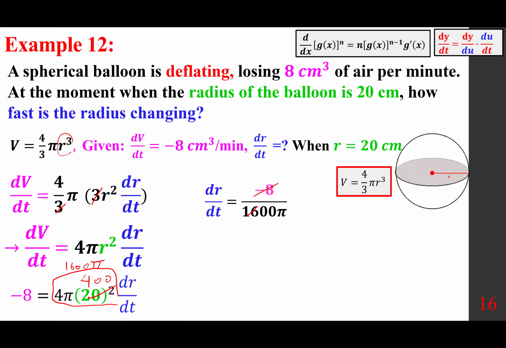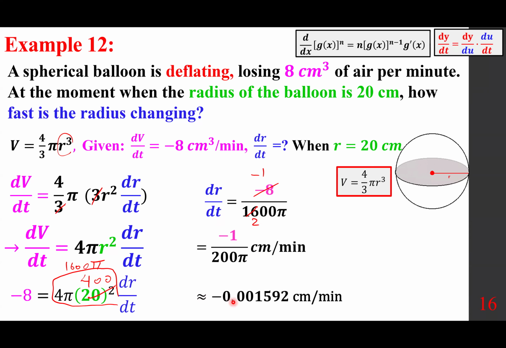16 and negative 8 cancel each other. This becomes -1, this becomes 2, meaning the numerator is -1, the denominator is 2 with two zeros. That means 200 pi. Units of the radius over units of time. That means centimeters per minute. Again, an exact answer. If they ask for so many decimals, you put it in a calculator.